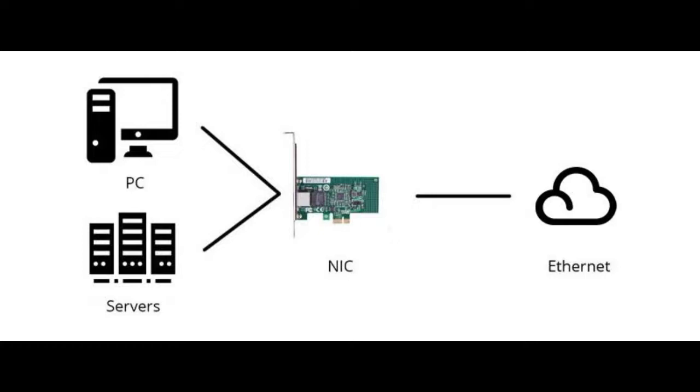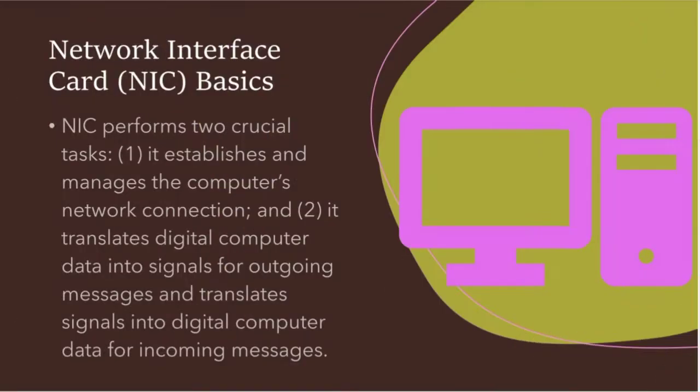A network requires a physical interface between the computer and the networking medium. For most PCs, this interface resides in a special network interface card, or NIC, also known as a network adapter or a network card, that plugs into an adapter slot inside the computer's case. A NIC performs two crucial tasks. The first, it establishes and manages the computer's network connection, and two, it translates digital computer data into signals for outgoing messages and translates signals into digital computer data for incoming messages.